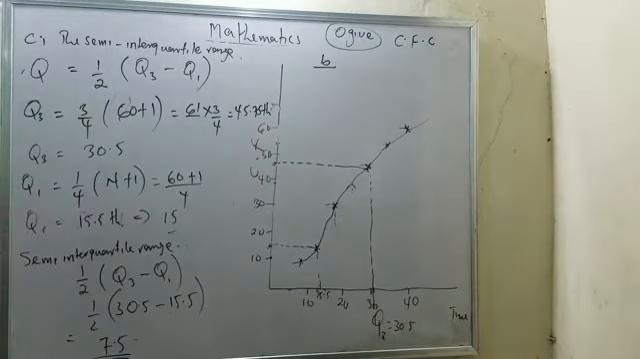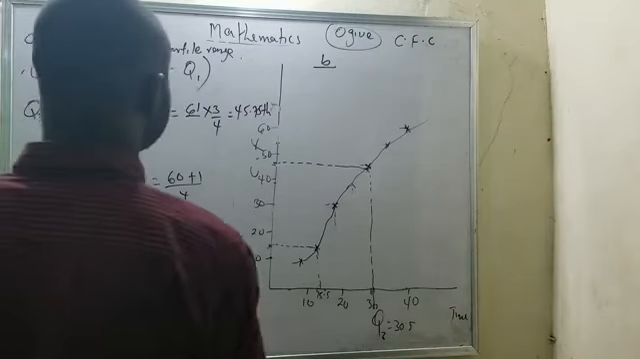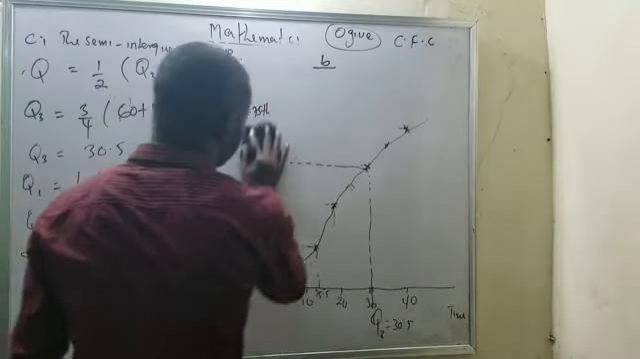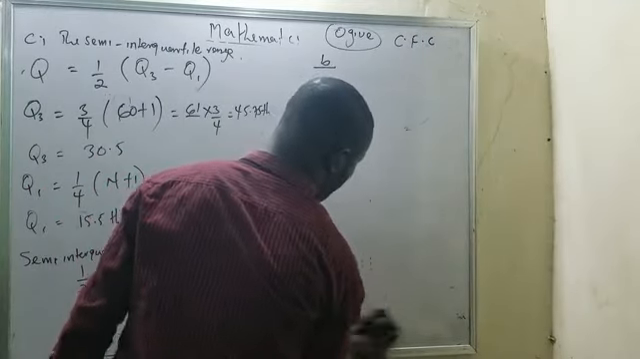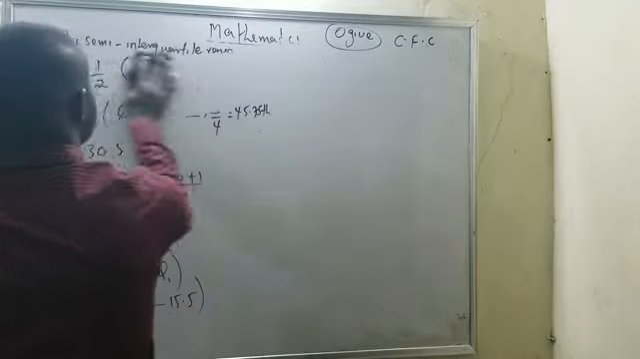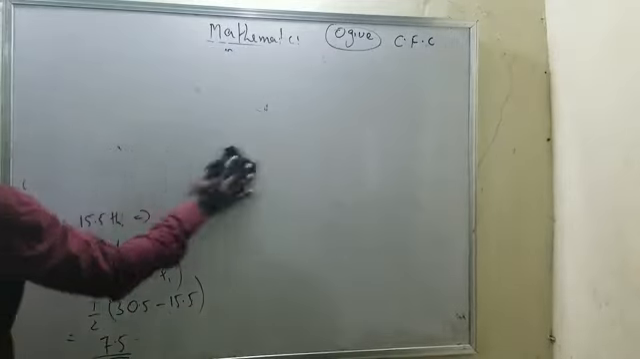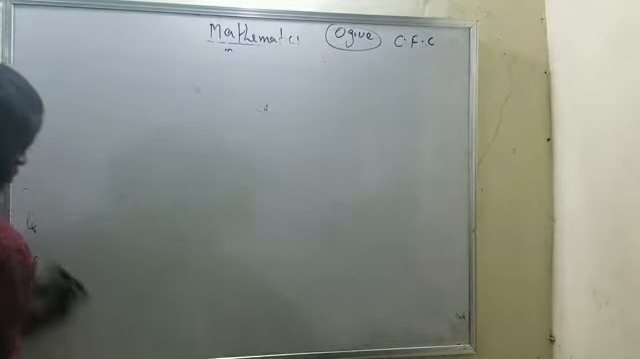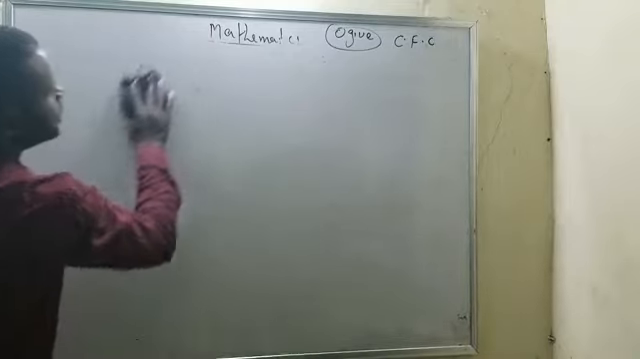Now, question C(ii) asks us the number of candidates that came late by more than 20 minutes. I need to analyze some things there, so let me quickly explain in a way that everybody will understand.